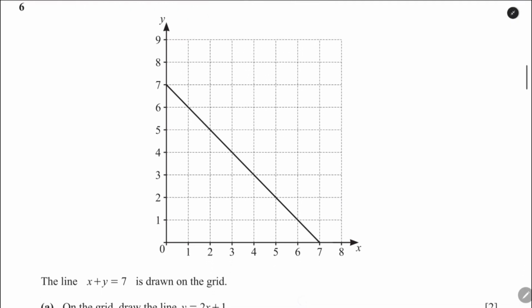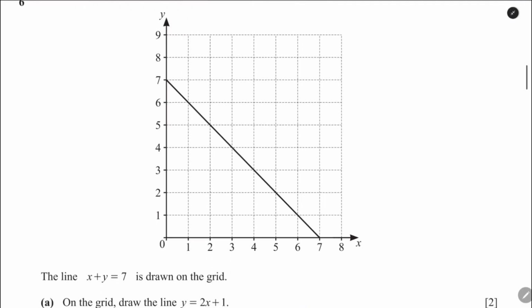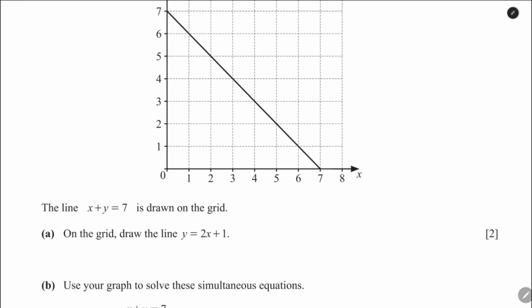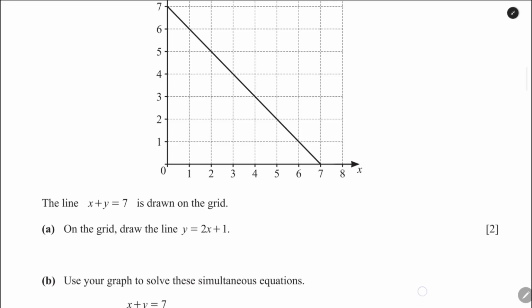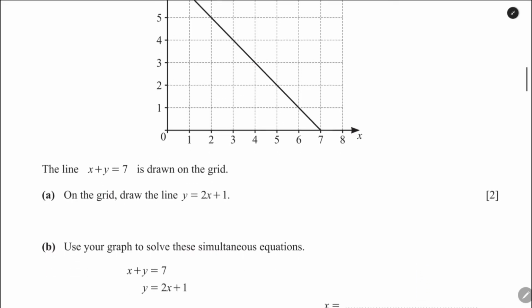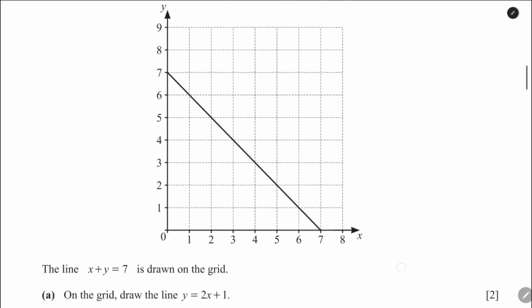In question number 6, we're told that a line x plus y equals 7 is drawn on the grid, and we are being told to draw another line on that grid. We are to draw the line y equals 2x plus 1 on the grid, and then use the graph to solve these simultaneous equations. Okay, so let's take this one step at a time. The first thing to do here is to draw on this grid the line y equals 2x plus 1.